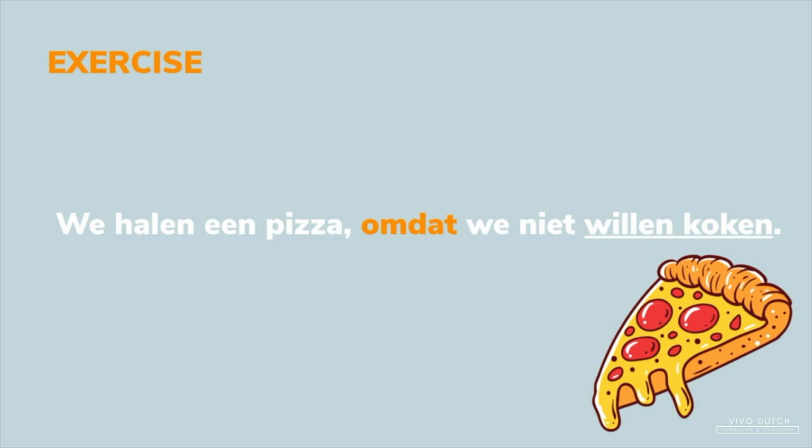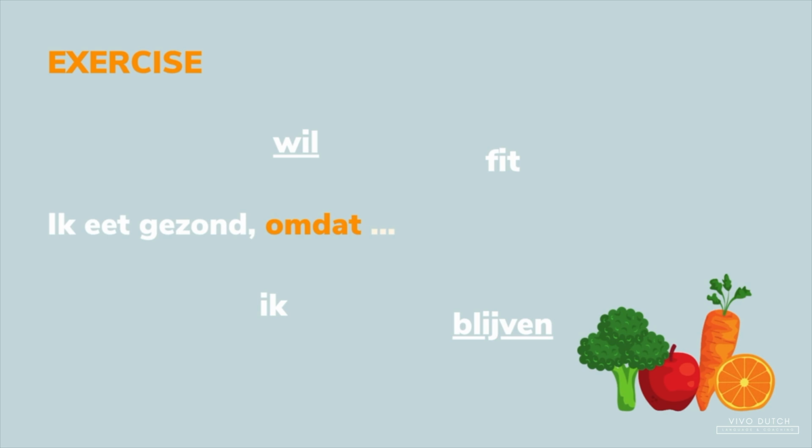Ik eet gezond omdat... Ik eet gezond omdat ik fit wil blijven. Omdat is a verb kicker, so wil and blijven are placed at the end of the sentence.